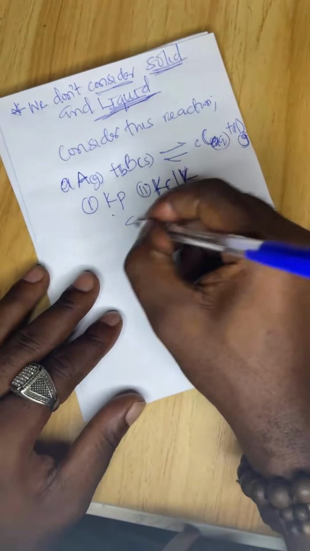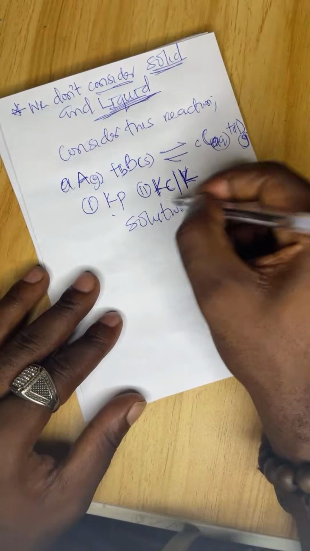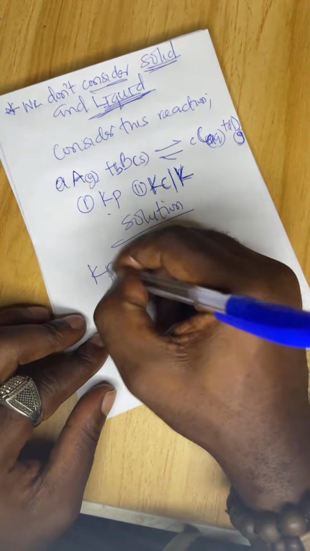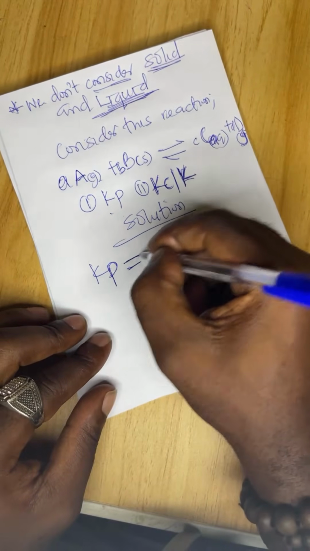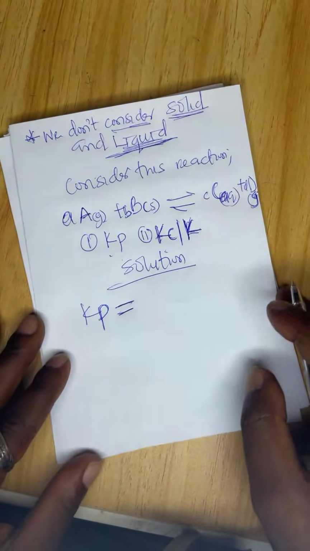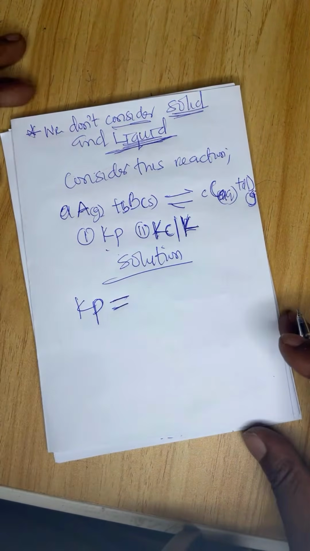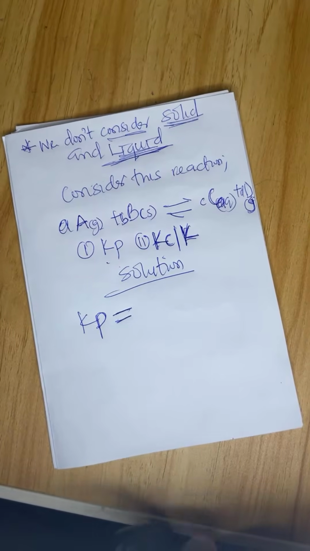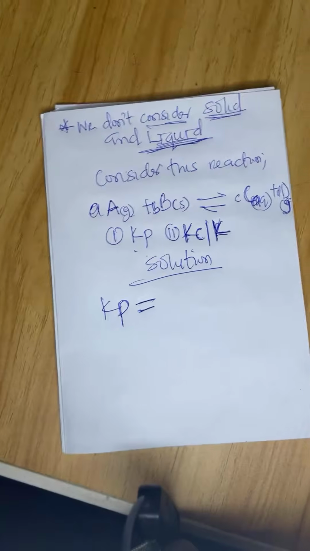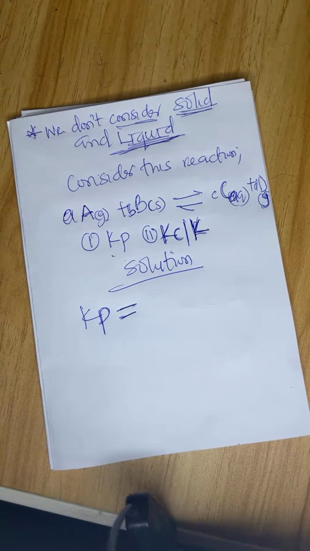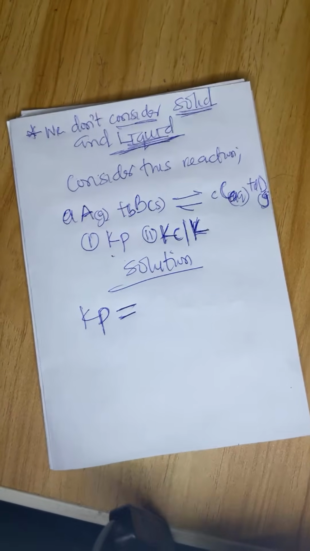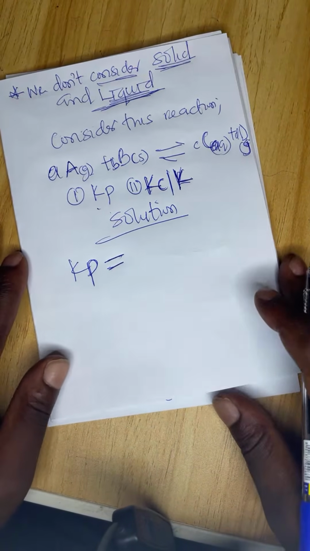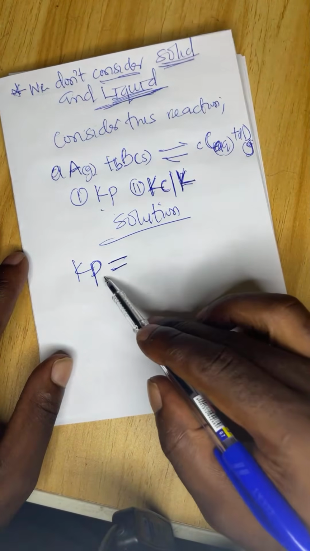Let's go. You will see it now. Solution. Kp: what did I tell you that we consider? Because pressure only affects gases. Can you see it now? Other people can see it, I think it's your network. So for Kp, we consider gases only.